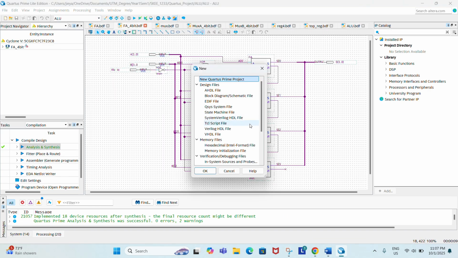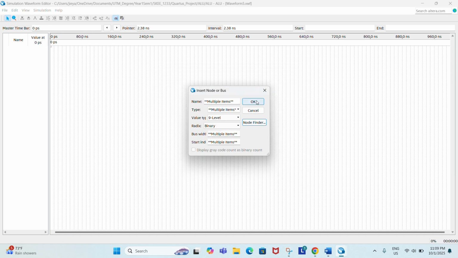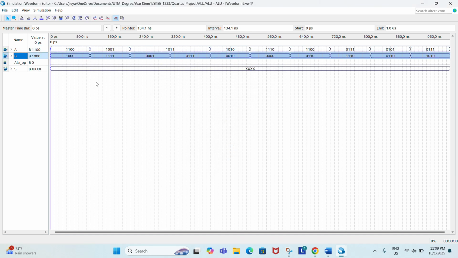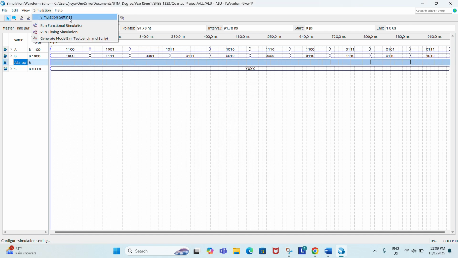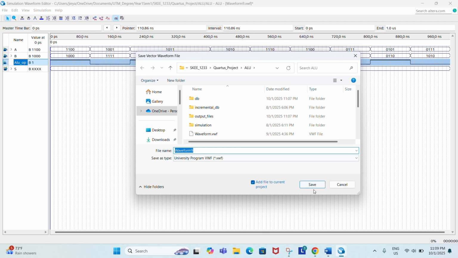No errors. File, New, University Program VWF. Now I will put random values at fixed 100 nanosecond intervals. And I will delete the no read out in the simulation settings. Run functional simulation.